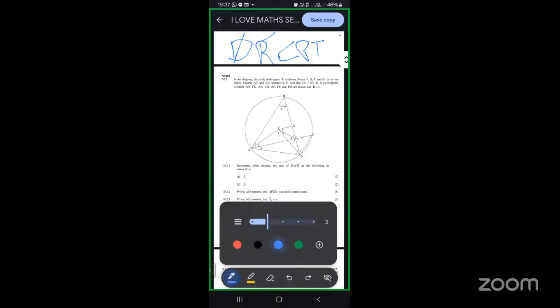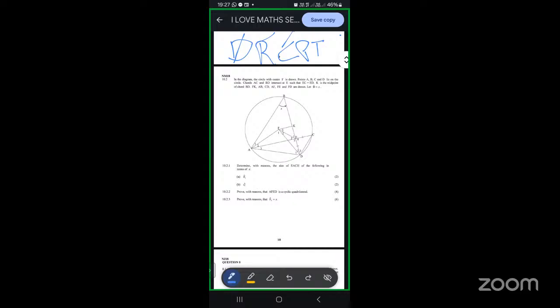Let me just go to P. Are there any parallel lines that exist on this circle, guys? No, sir. Oh no, we're just going to scratch that out. Is there a tangent? No, sir. Thank you for the feedback. Then now let's just quickly dive into the problems. Determine with reasons the size of each of the following in terms of x.